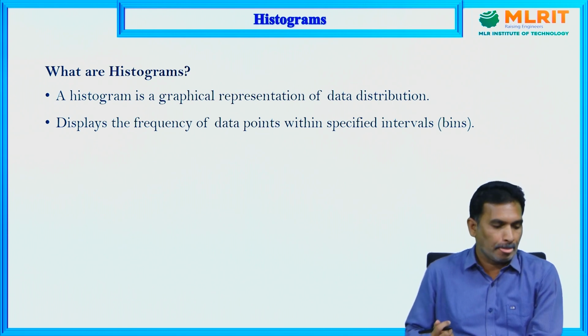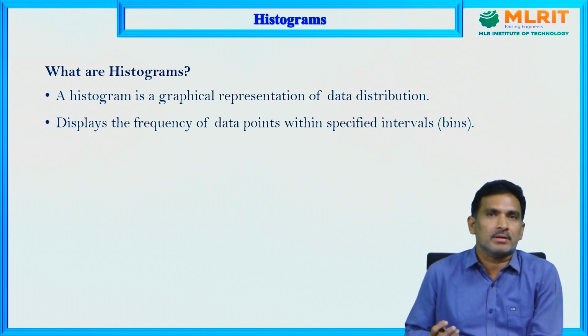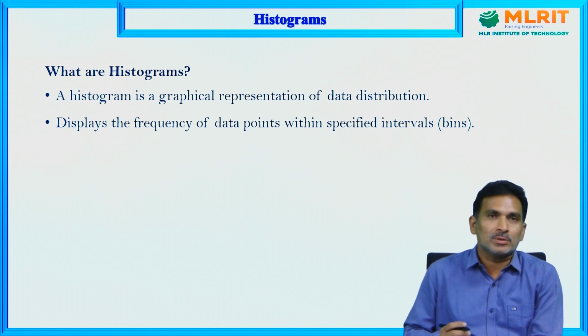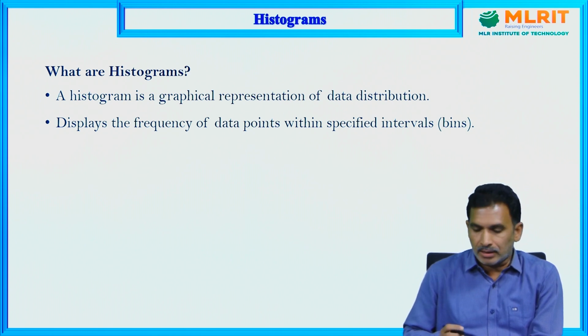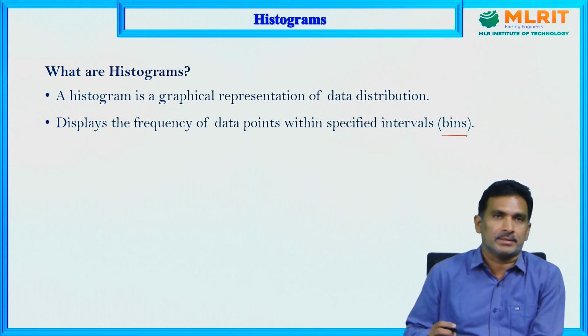So first let us understand what is a histogram and why we use histograms to represent this reduced form of data. So what are the histograms? A histogram is a graphical representation of data distributions. So it displays the frequency of data points within the specified intervals. Those are called bins or buckets.